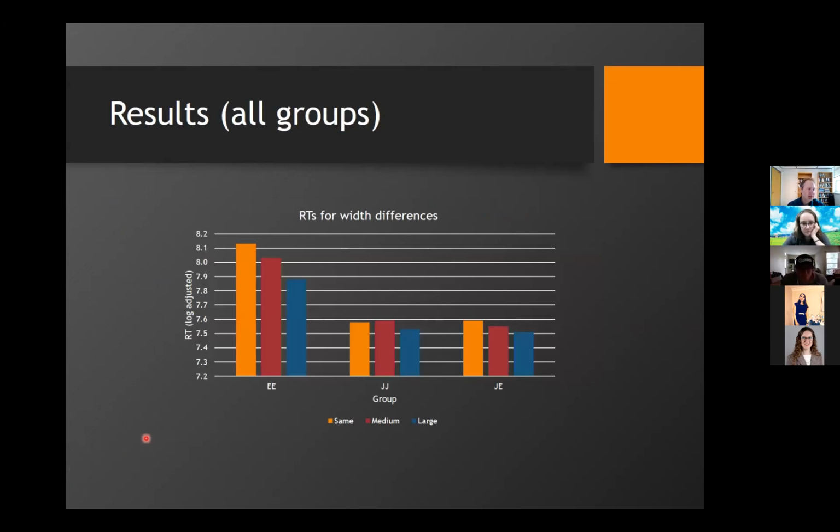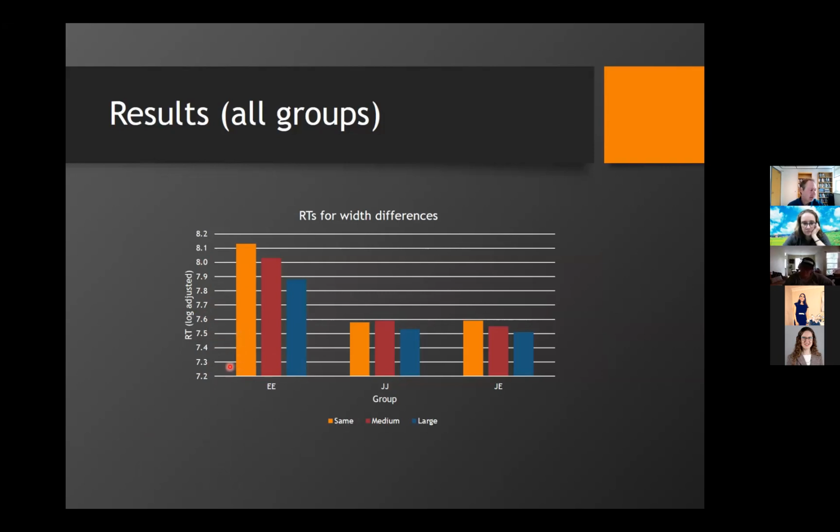Now, we also looked at response times, and I'll show you this slide here, which shows how long they took to respond to the different width differences. So this shows the same width, medium difference, and a large difference. Now, what this shows here is the reaction time. So a slower reaction time indicates that it was a more challenging task for you.